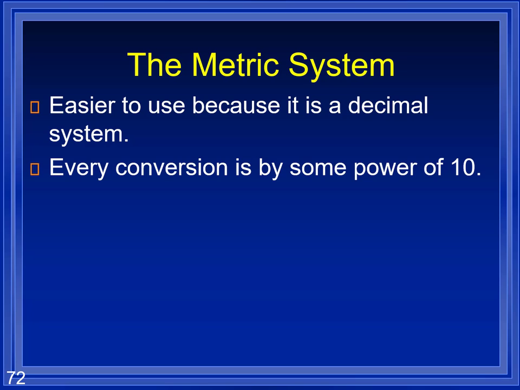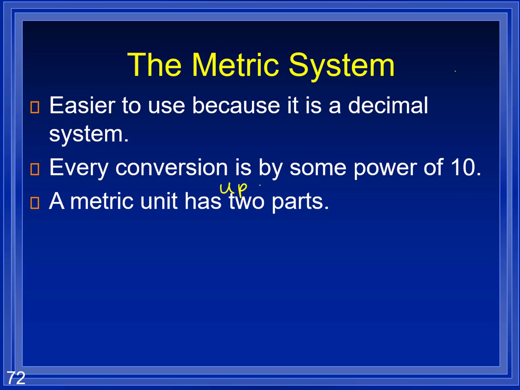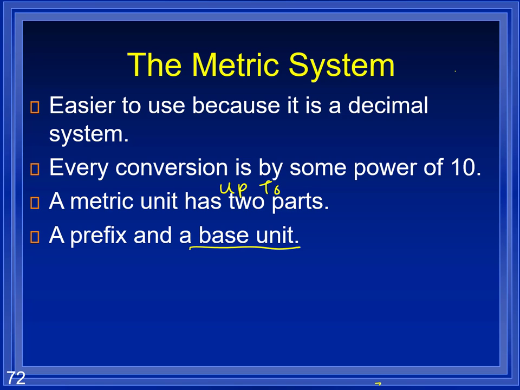So that's the metric system, where it came from. Why did everybody want to adopt it? Well, they wanted to adopt it because of that decimal system. It makes it easier, because the metric system is repetitive. You don't have to learn different things for volume and length and height. A metric system, I said, has up to 2 parts. You can have just 1 part. It has to have a base unit, and usually it has a prefix.